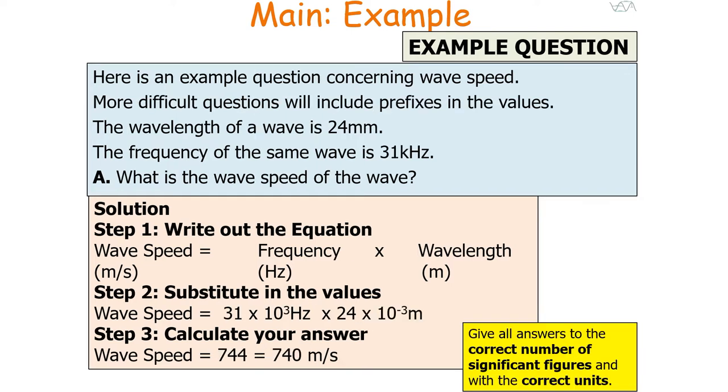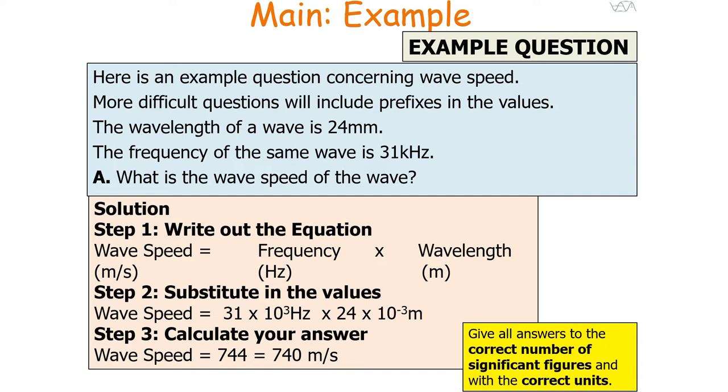Now in this question, we're looking at prefixes. So the wavelength of a wave is 24 millimeters. The frequency of the signal is 31 kilohertz. What is the wave speed of the wave? So once again, you write out your wave speed equation. Wave speed is equal to frequency times by wavelength. You then substitute in your values.